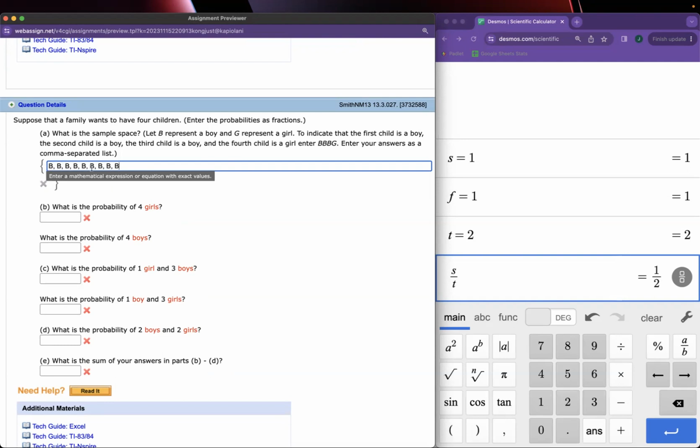1, 2, 3, 4, 5, 6, 7, 8. 8 starting with a boy. 2, 3, 4, 5, 6, 7, 8. 8 starting with a girl. From those first 4, the second child could be a boy half the time, and the second child could be a girl half the time. And then I'm going to go by 2s this time. Boy, boy, girl, girl, boy, boy, girl, girl, boy, boy, girl, girl, boy, boy, girl, girl.